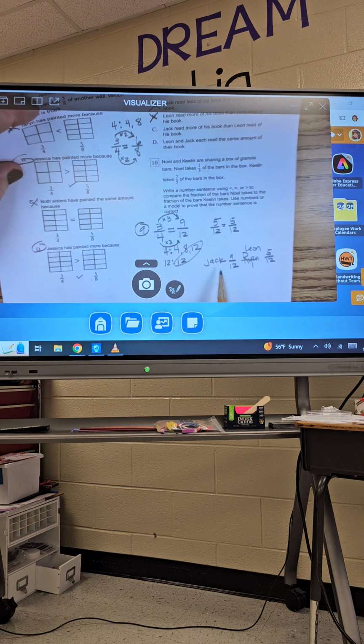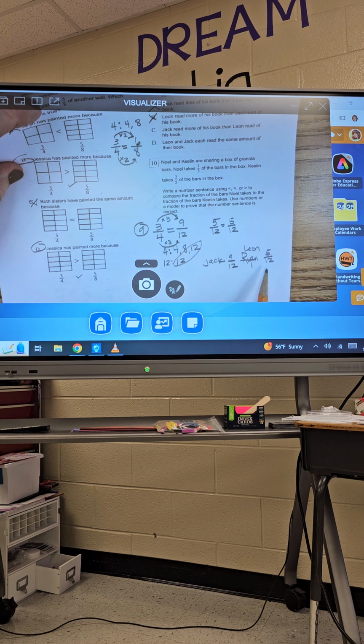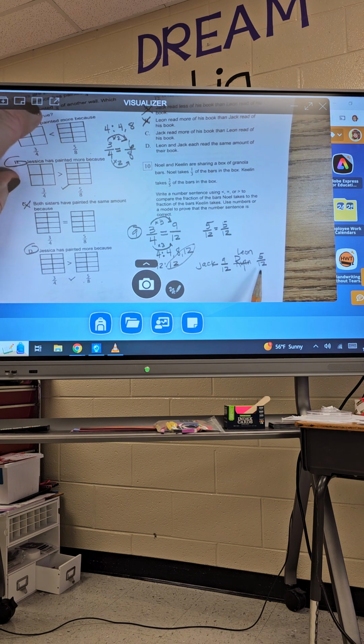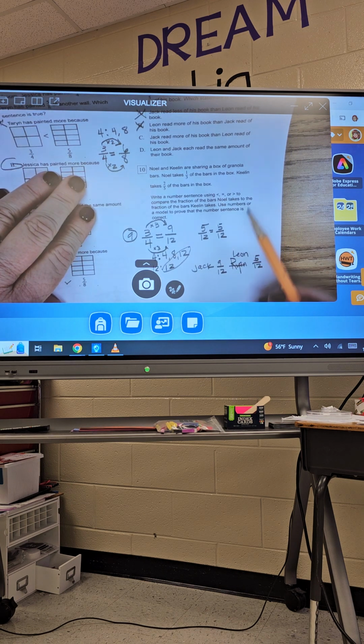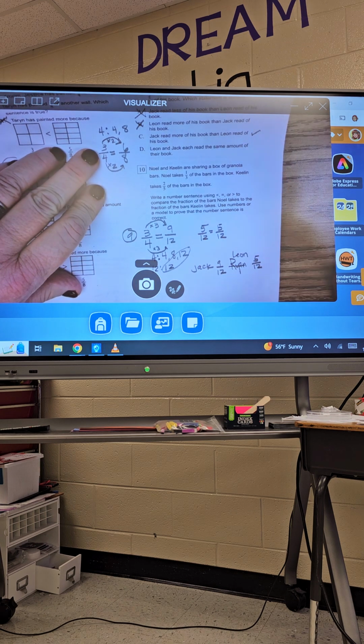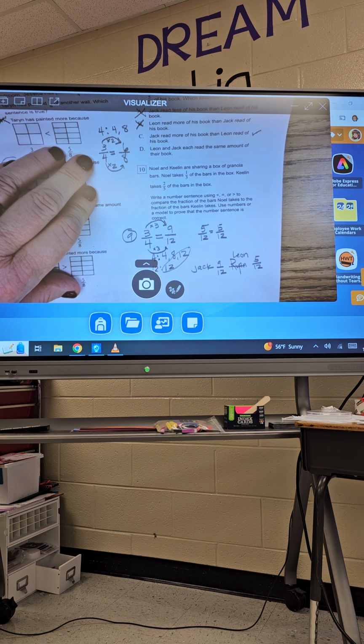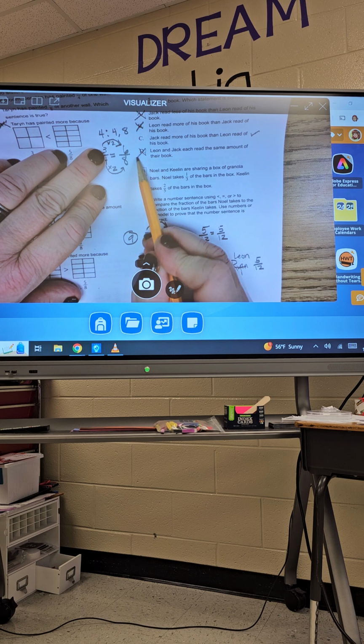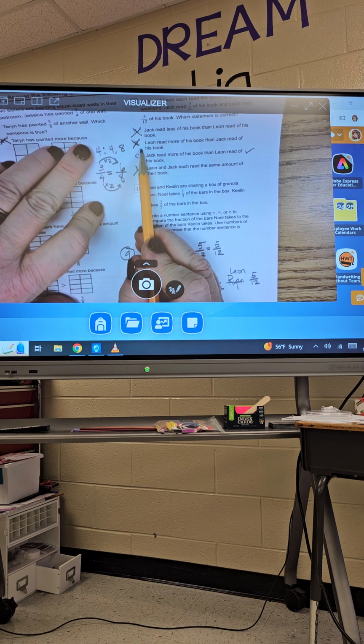Jack has read more of his book than Leon has read of his book. Okay, C does fit. I'm going to check and make sure by looking at D. Leon and Jack each read the same amount of their book. Well, 9/12 and 5/12 are not equal because we've already determined that 9/12 is more. So D cannot be correct. The correct answer is C.